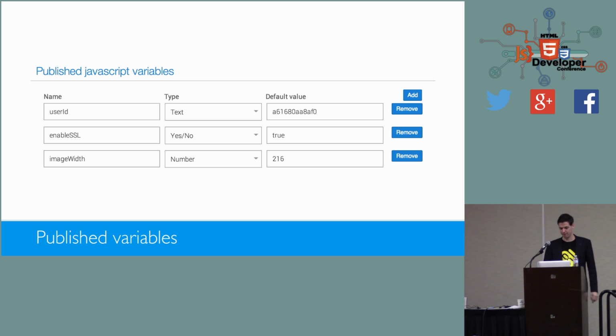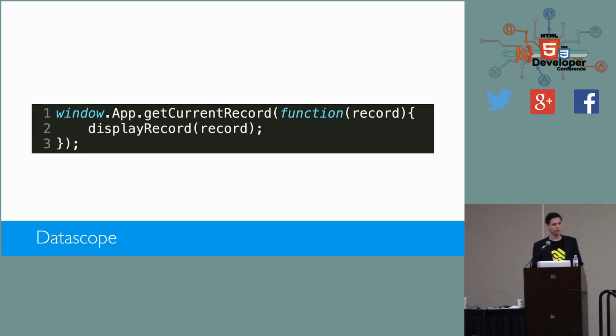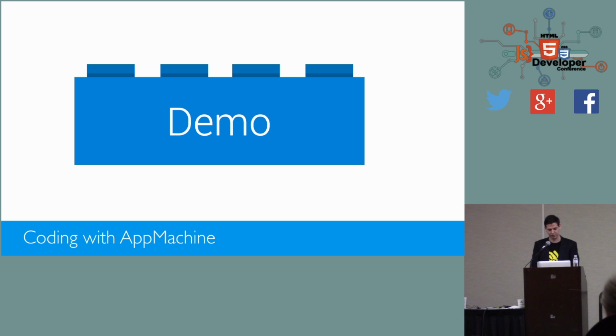We also have a data scope. So when you have a JavaScript block underneath a data list, for instance Excel, then you can access the current element or iterate through all the elements on the screen from your JavaScript block. Let me just give a brief demo of that.